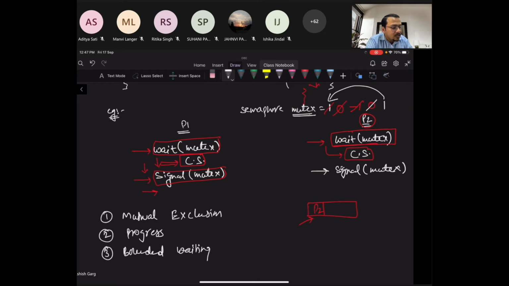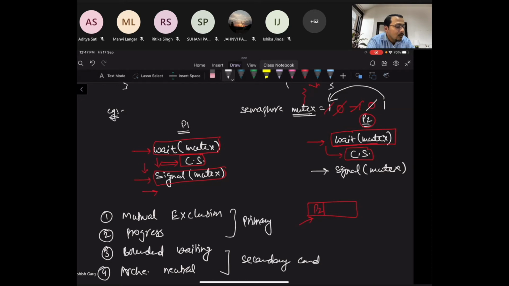So these three conditions, and let's say the fourth condition is architecture neutral. So these are four conditions. These two are secondary conditions and these two are primary conditions. That means these primary conditions must be satisfied at any cost. We try to satisfy all of them, but if not possible, we may compromise with the secondary ones, but not with the first and second condition.